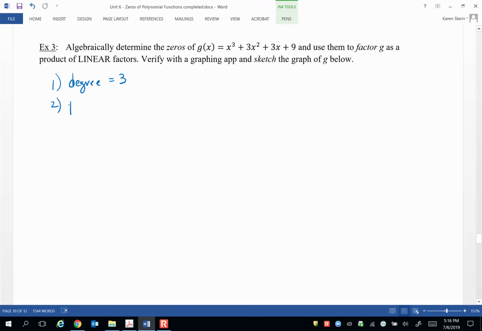So let's look at our p's and q's. So p is all the factors of the constant. So we're going to have plus or minus 1, 3, and 9. And q's are all possible factors of the leading coefficient, which is just 1. So we only have plus or minus 1 here. So all of our p's over q's could possibly be 1 over 1, which is 1, 3 over 1, which is 3, or 9 over 1, which is 9. These are our possible rational zeros.